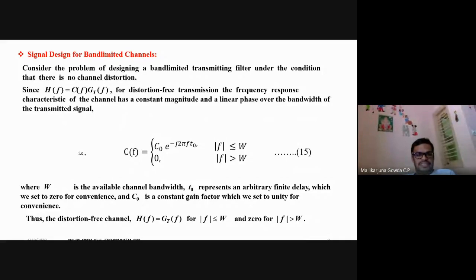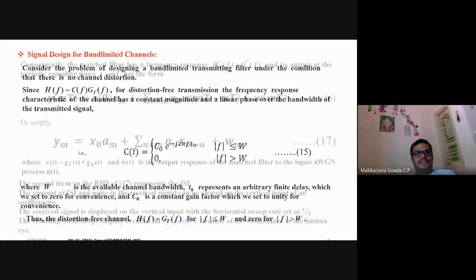Since the channel is distortion free, H of f will be equal to GT of f when f is less than or equal to W, and it is 0 when f is greater than W. Why is H of f equal to GT of f? Because the value of C of f becomes 1. I said C naught is a constant gain factor, which I will treat as 1. So C of f is equal to 1 when f is less than or equal to W, and that is why I write H of f as GT of f only.